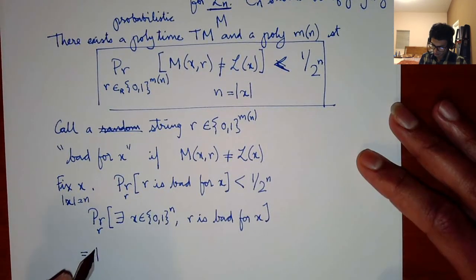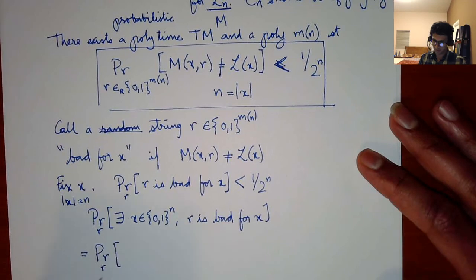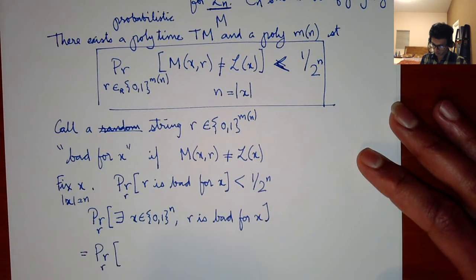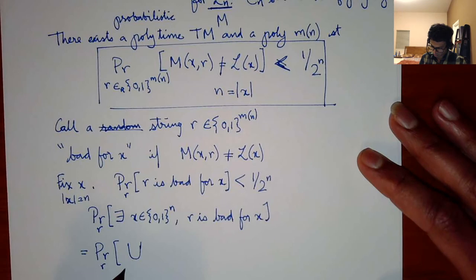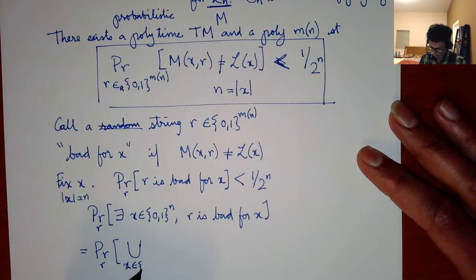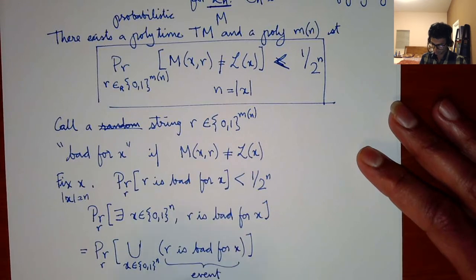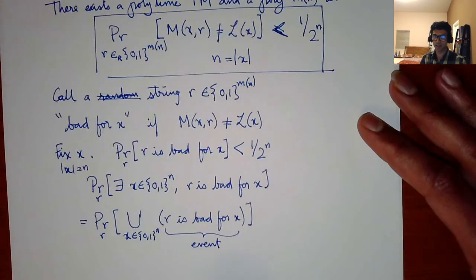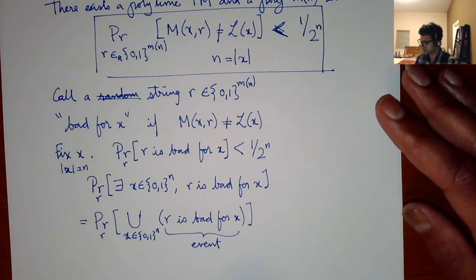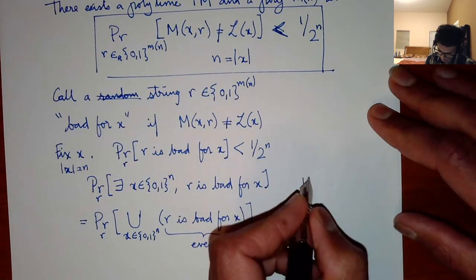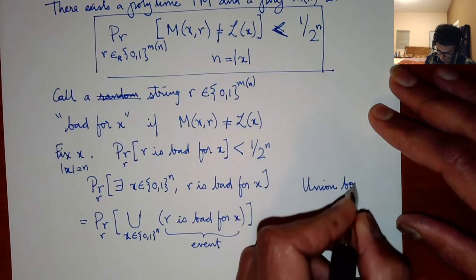So one can write this basically as a union of events. The union over all x that R is bad for x. Remember, this is just an event. And we're looking at the probability of a union of events. Now we apply what's called the union bound.